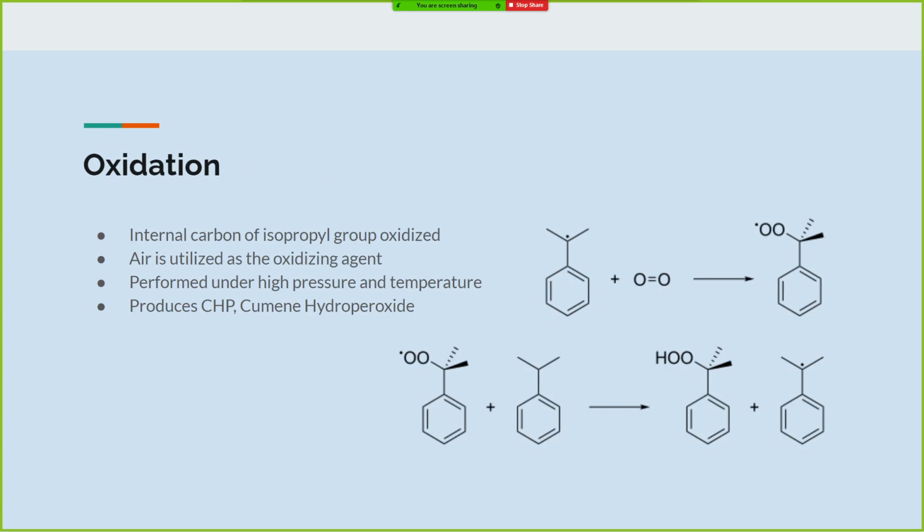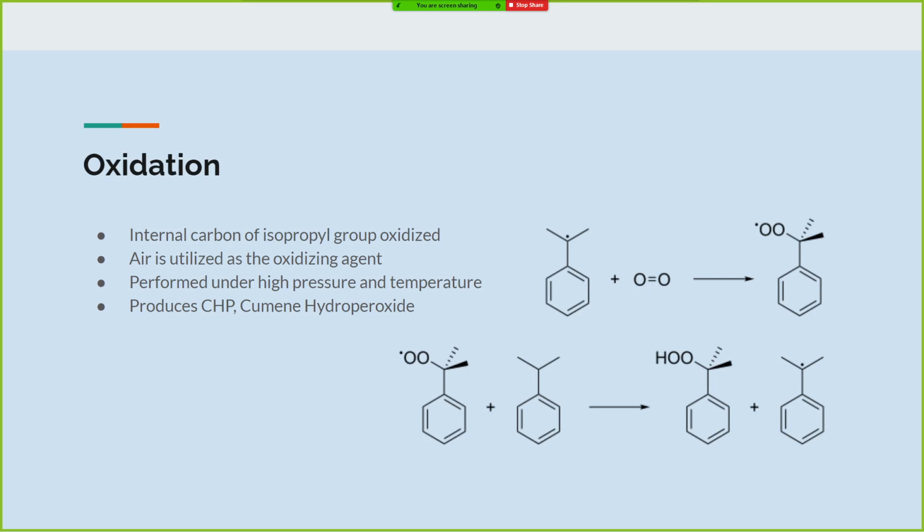Yeah, so to start off the process, there are two main processes that the cumene molecule needs to go through until we can actually form the BPA molecule, which is the monomer of polycarbonate. The first step is an oxidation. This begins by creating a free radical form of cumene, as you can see listed on the right, where the internal carbon of the isopropyl group becomes a radical.